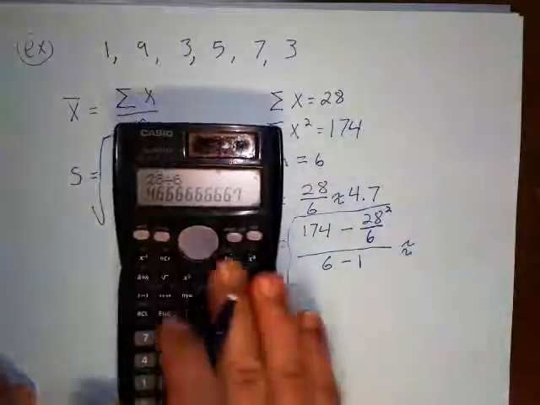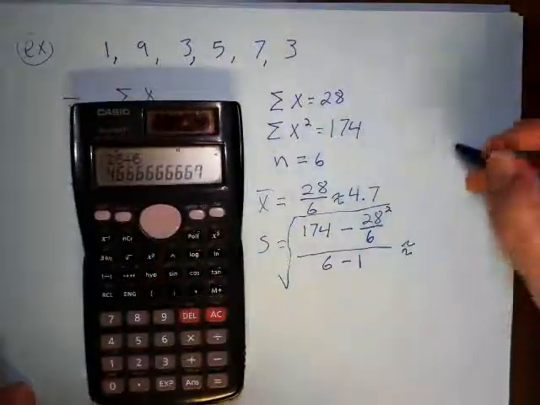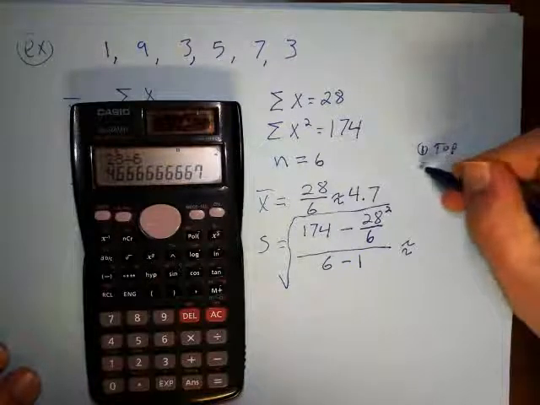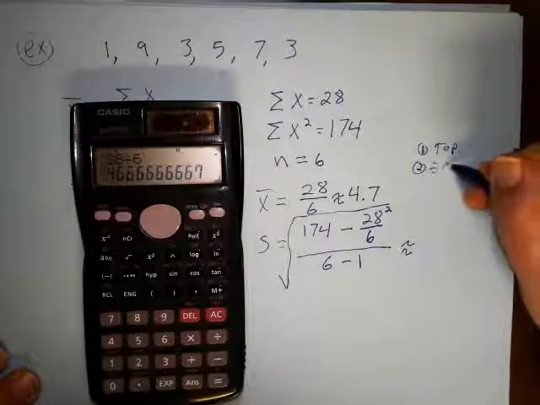To put it in the calculator, do this in 3 steps. If you remember, I said do the top first. And then the second step is divide the answer by the bottom.